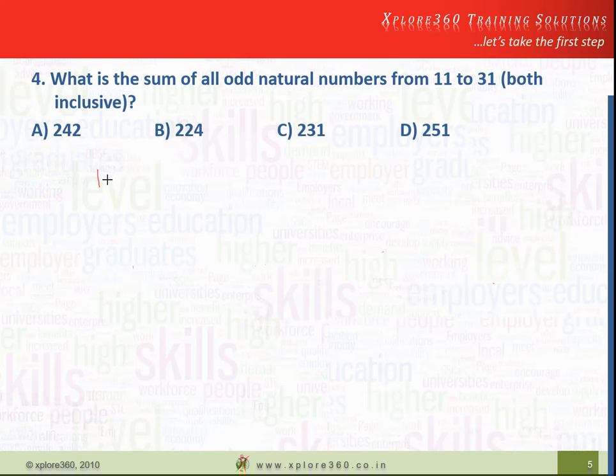Actually, by that you are going to learn this: 1 plus 3 plus 5 plus dot dot dot plus 2n minus 1 equals n square. That is, the number of odd numbers squared. Straight away you will get this. This is the formula for the sum of all odd natural numbers. So what you have to do is, 1 plus dot dot dot up to 11, and then 1 plus dot dot dot up to 31, right?